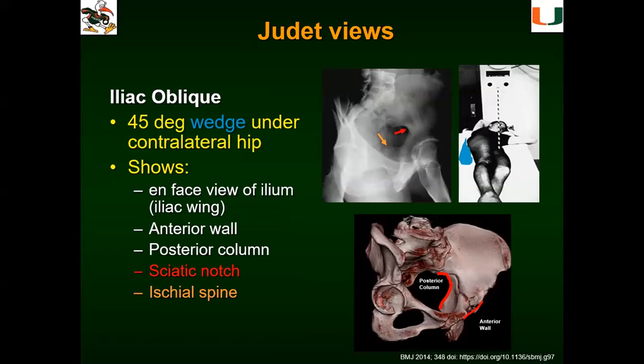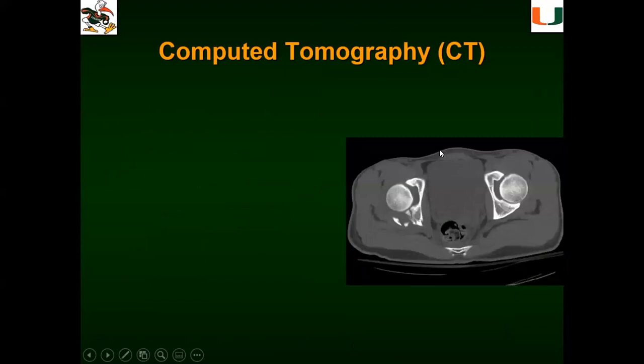When you place the wedge on the other hip, on the contralateral hip, you've created the iliac oblique. And in this particular view, you get a nice access to the sciatic notch, so that ilioischial line, the domain of the posterior column, and you also have a view of the anterior wall.